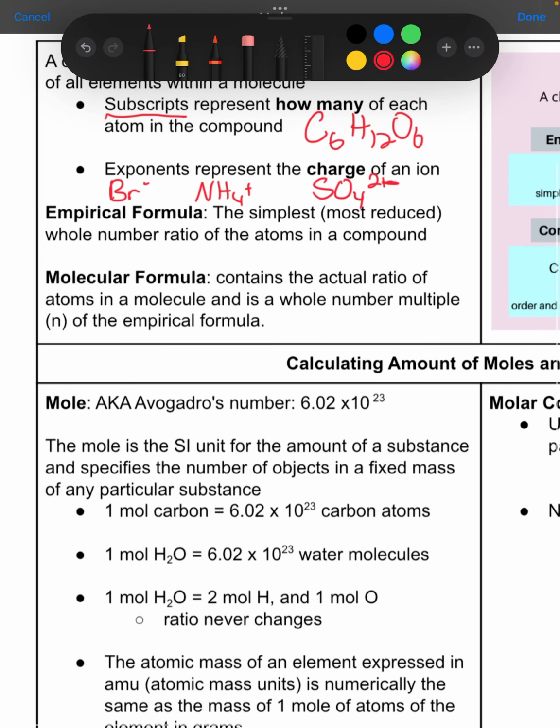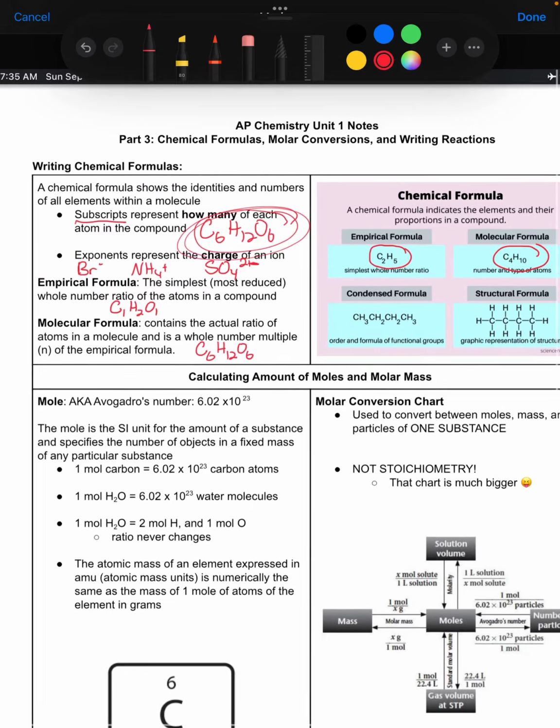So let me give you a really quick example. With the glucose molecule up here that I referenced, if I were to write glucose's empirical formula, I would be writing C1H2O1, right? Because there are double the amount of hydrogens in this glucose molecule than there are carbons or oxygens. But its molecular formula is C6H12O6 because there are actually 6 carbons, 12 hydrogens, and 6 oxygens. Okay?